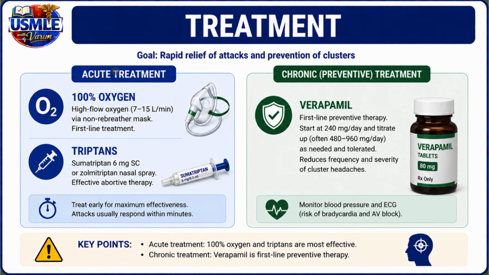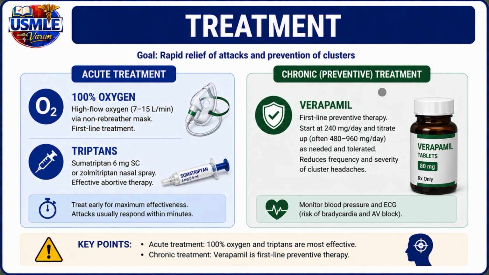High flow oxygen is the fastest and the most effective treatment for acute management of cluster headache. So we can give 100% high flow oxygen, 7 to 15 liters per minute via a non-rebreather mask, and this is the first line treatment. We can also treat those patients with triptans, where we can give sumatriptan 6 milligrams subcutaneously, or zolmitriptan nasal spray can also be useful. These are effective abortive therapy. So, most effective treatment for acute management of cluster headache is 100% oxygen via a non-rebreather mask. Treat early for maximum effectiveness. Attacks usually respond within minutes.